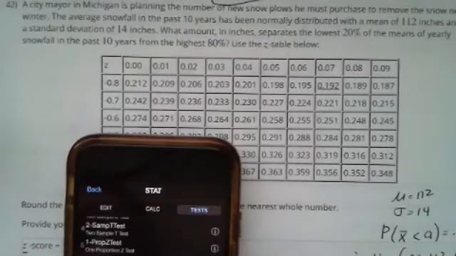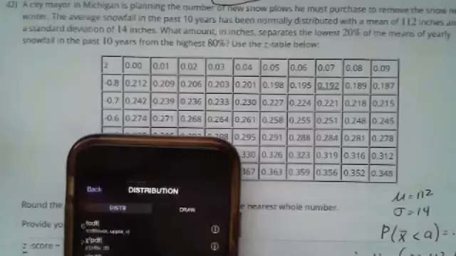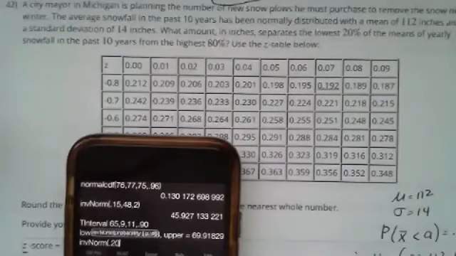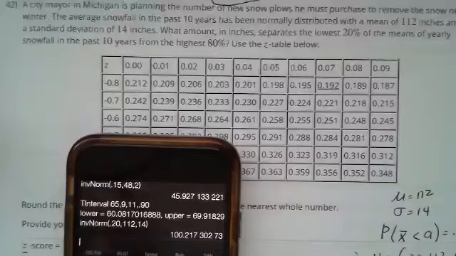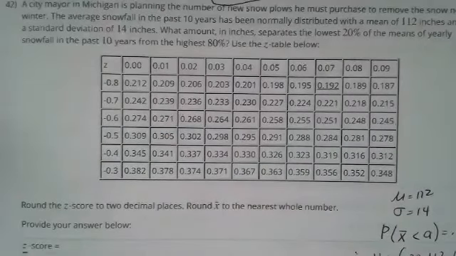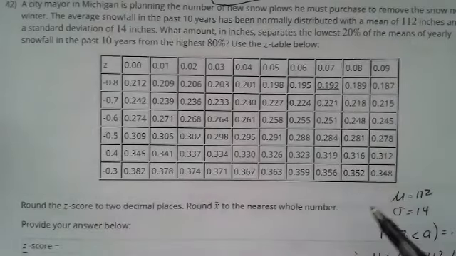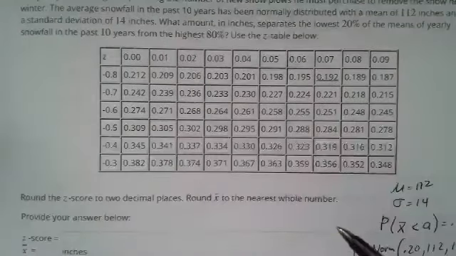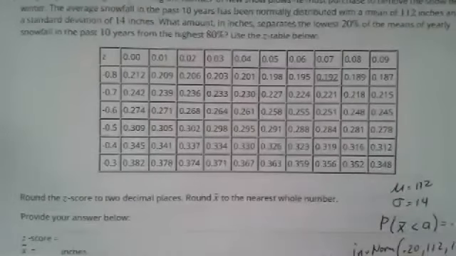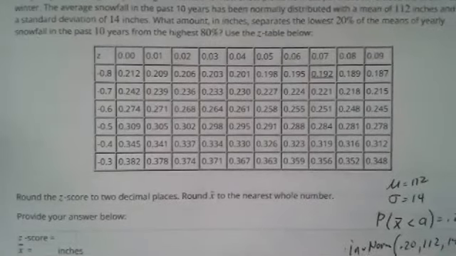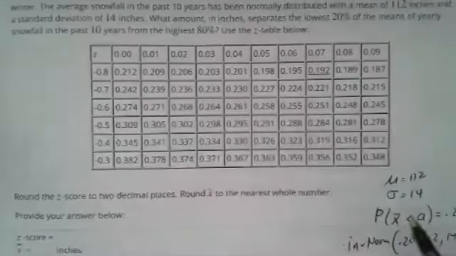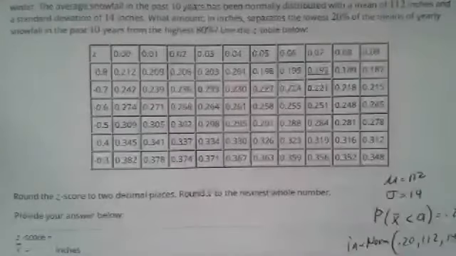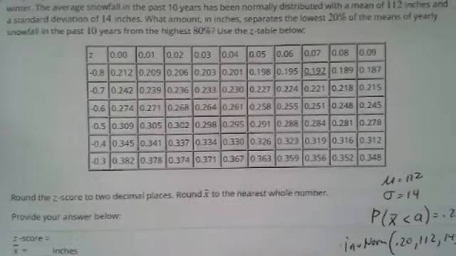Back to this second inverse norm. We have the probability, then the mean, and then the standard deviation. So entering 0.20, 112, 14, we have x equal to, x bar should be 100 and 0.2. Did I do this correctly? Lowest 20% to the highest 20%. This percent is approximately 10%.